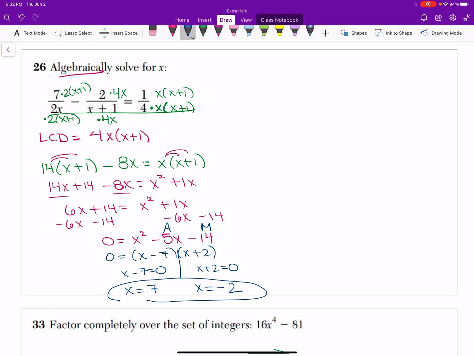In this case, they don't. If it was undefined, they would give you a 0 in the denominator. So the first denominator was 2x. If I plug 7 in, 2 times 7 is 14, not 0. Second denominator, x plus 1. If I plug in 7, 7 plus 1 is 8, not a 0, so 7 is good. And same thing with the -2. One denominator would be -4, one would be -1. As long as they're not 0, they're okay.